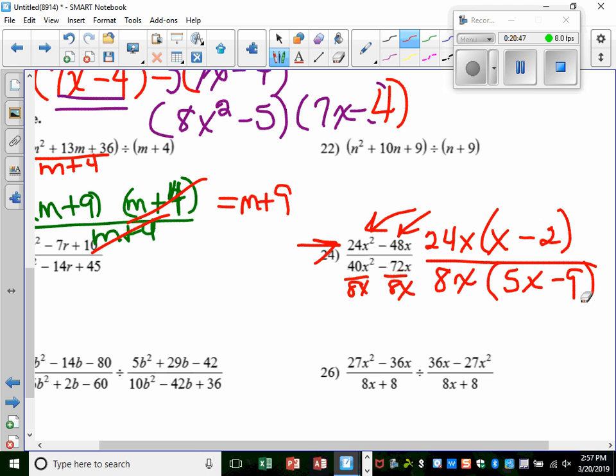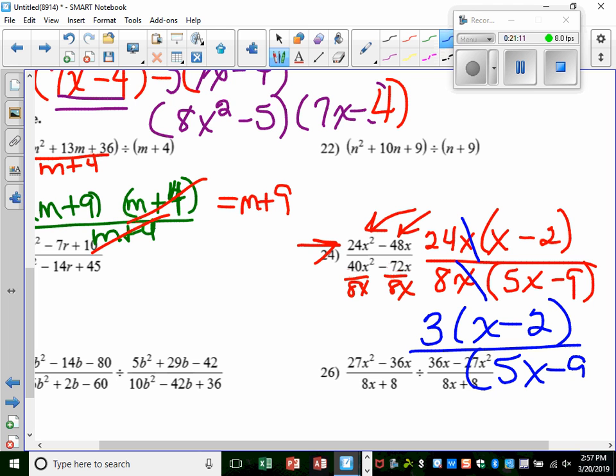Now, the binomials cannot cross out, because they're different. One is 5x minus 9, one is x minus 2. However, I can cross these x's out, and I can also simplify the 24 and the 8. Correct? What is 24 divided by 8? 3. And so your answer would just have the 3 at the top. There you go. So I reduced these to 3. I crossed out the x's.